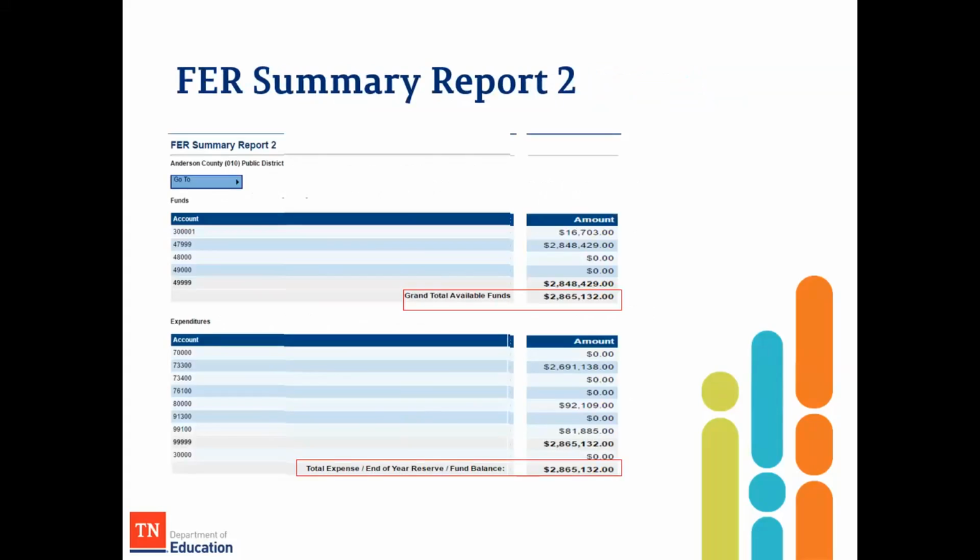This is a screenshot in E-Plan of what the FER summary report looks like that we just discussed. And you can see that the grand total available funds must equal the total expense end of year reserve fund balance in order for summary report 2 to balance.